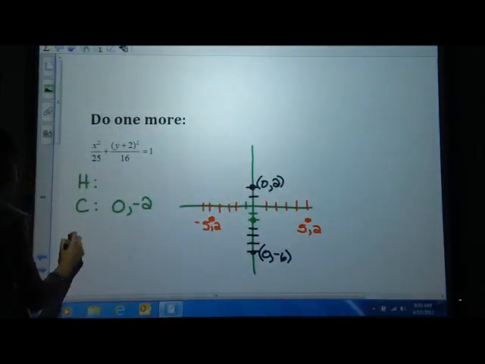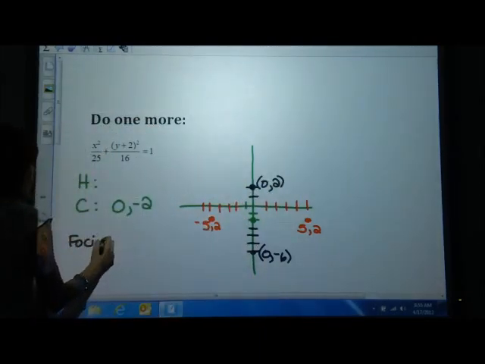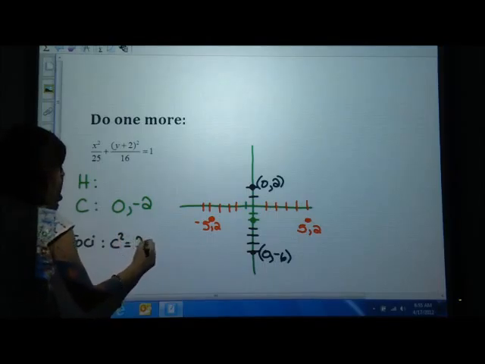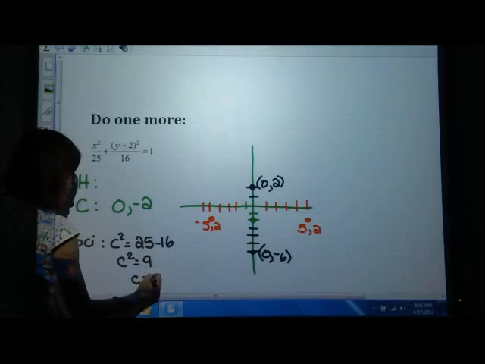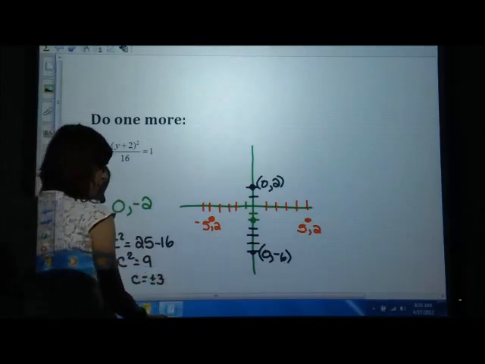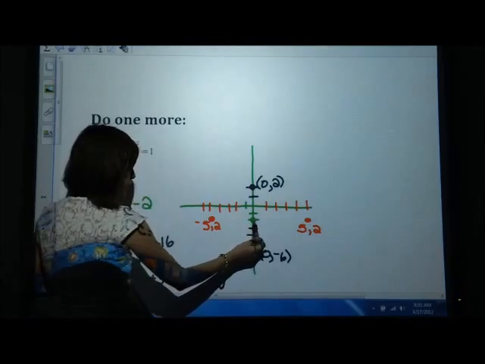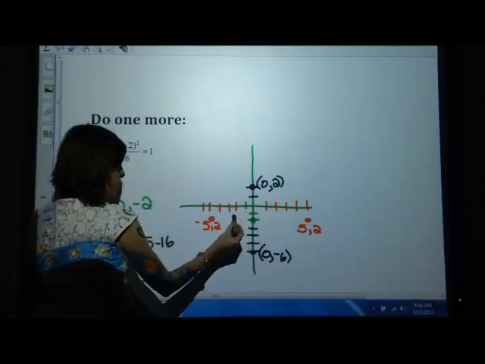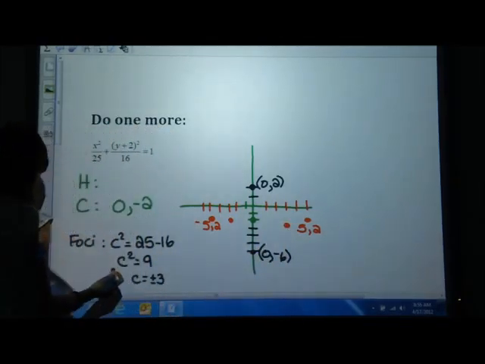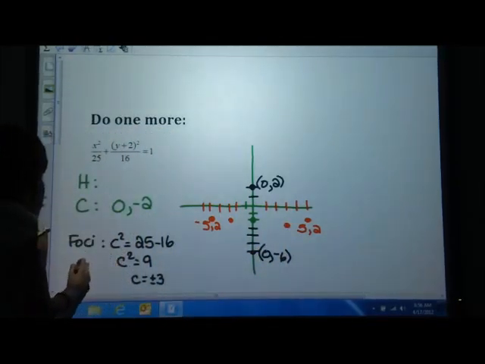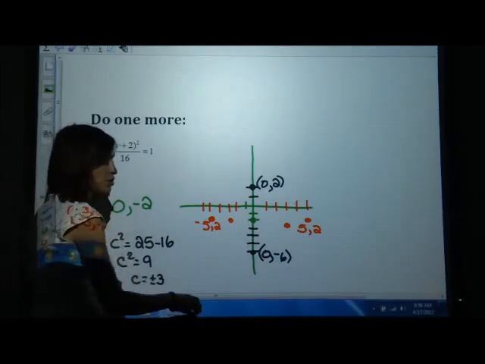To do my foci, c squared equals 25 minus 16, c squared equals 9, so c equals plus or minus 3. All right, so that means I'm going to go from here along the horizontal, 1, 2, 3, and 1, 2, 3. So those points would then be 3, negative 2, and negative 3, negative 2. Okay?